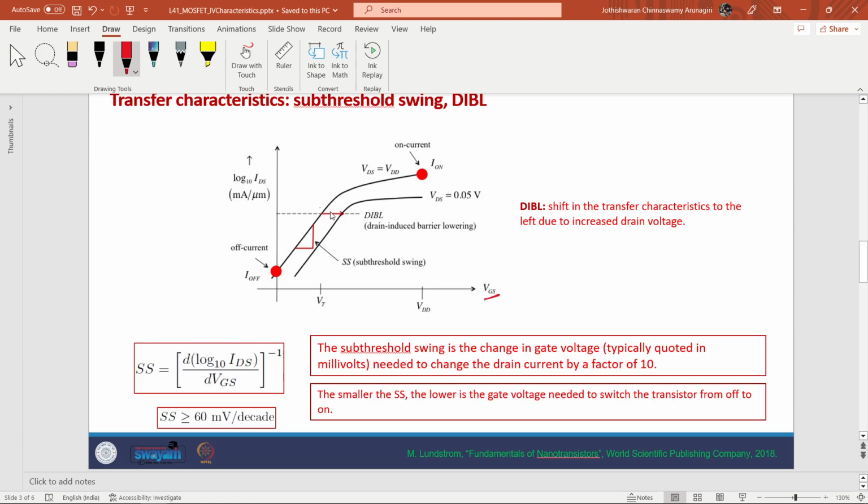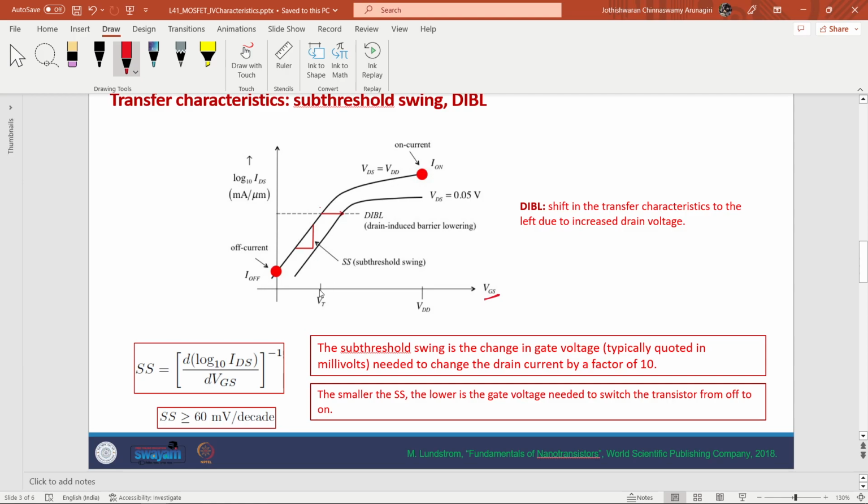What we will see is, for the case of DIBL, this is where VDS is VDD. So in which of these curves is VDS higher? I'm asking you guys. Top one, sir. Yes, it's the top one.